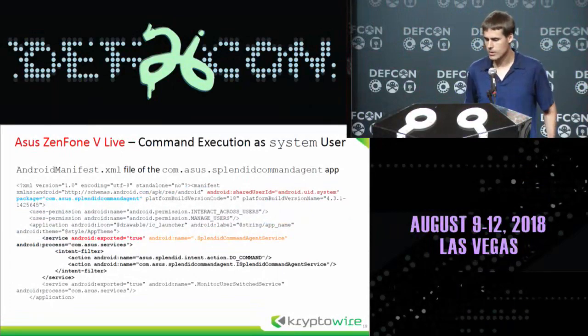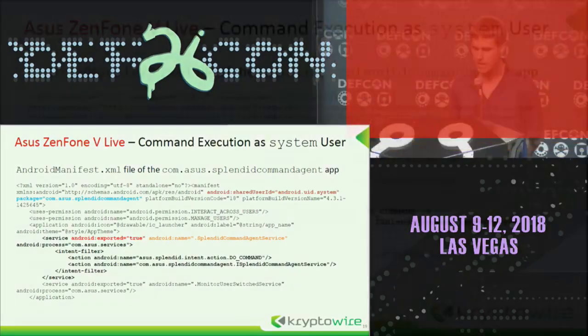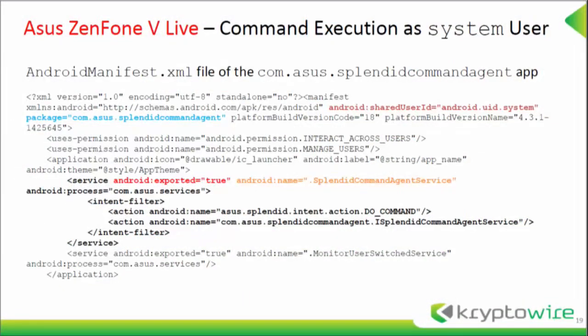We also found arbitrary command execution as a system user through a vulnerable platform app on the Asus ZenFone 5 Live device. We talked about the Android manifest XML file earlier. Here's the entire manifest file for the application. In red, it shows that it's a platform app running as system. Blue is the package name. Red is exported, meaning any application can interact with it. And orange is the name of it, and the service declaration is in bold.